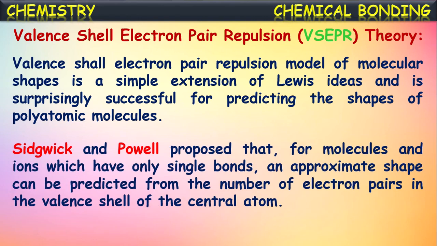Sidgwick and Powell proposed that for molecules and ions which have only single bonds, an approximate shape can be predicted from the number of electron pairs in the valence shell of the central atom. These two scientists proposed certain ideas for predicting the shapes of molecules having only single bonds, and based upon the number of electron pairs present on the valence shell of the central atom, the molecular shapes are predicted.